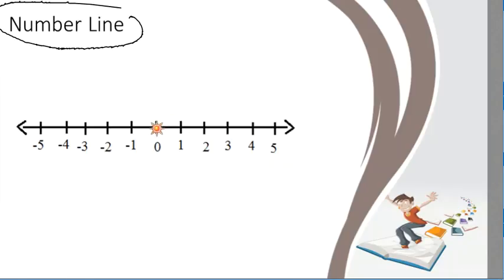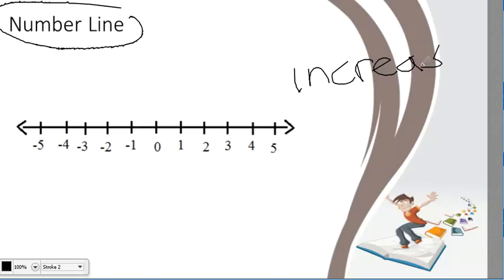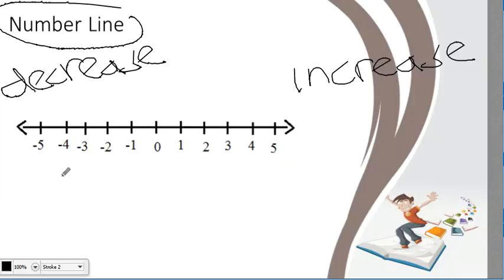Okay, here's 0. When we're looking at a number line, as we move to the right on the number line, the numbers continue to increase in value. As we move to the left on the number line, the numbers continue to decrease in value. So a -5 is of less value than a -4.